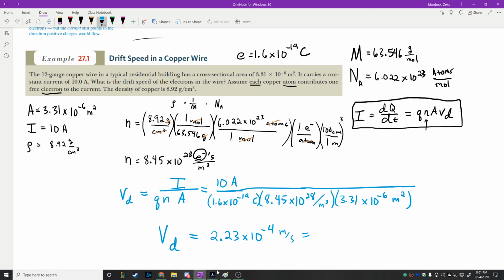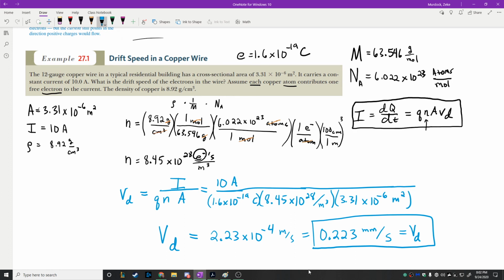Of course, we could probably write this in a better way. 10 to the -4 is kind of weird, right? But if we write this in terms of millimeters per second, it's 0.223 millimeters per second. That is how fast or slowly that these charges actually move through the wire. It's extremely slow, right?